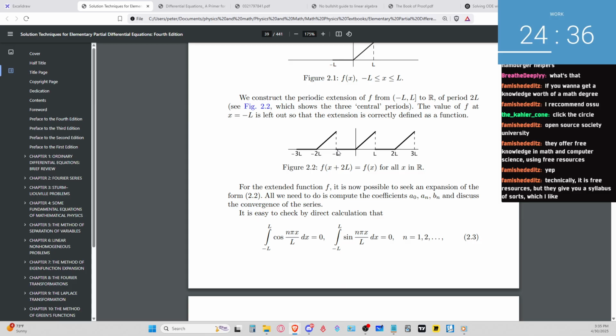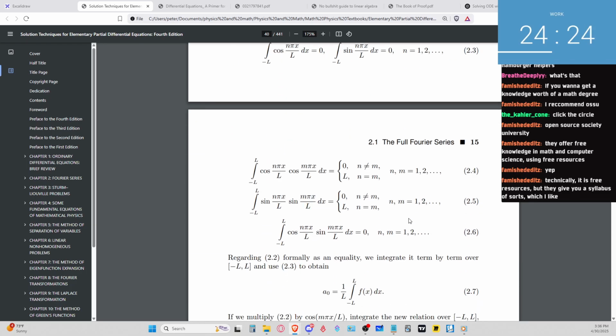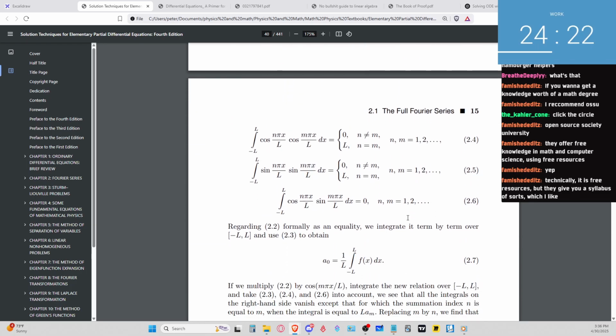So L to 0, but then we have to go to L. Huh. Is it because I feel like I'm lacking knowledge from basic pre-calc? I'm like, why is it that I'm not seeing the fact that those are 0?